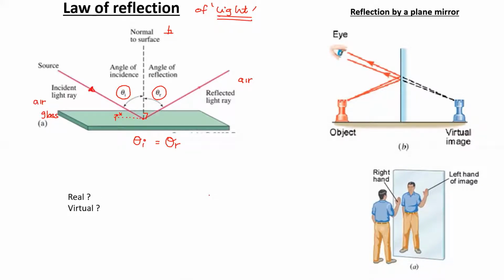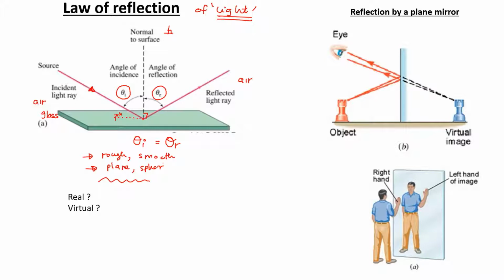This law is true for any reflection. What do I mean by any reflection? It is true for reflection from a rough surface, a smooth surface, or even reflection by plane mirrors. It is even true for spherical mirrors. It is true for any ray of light reflecting.